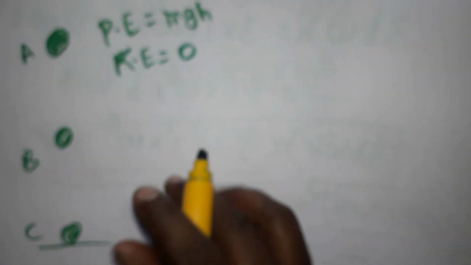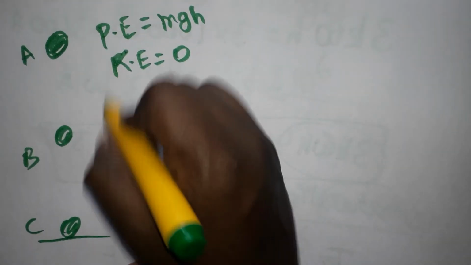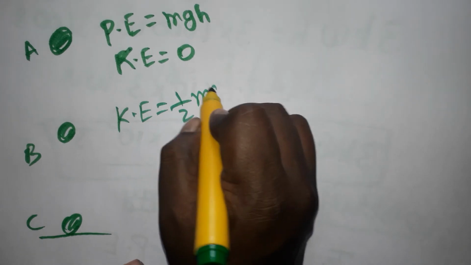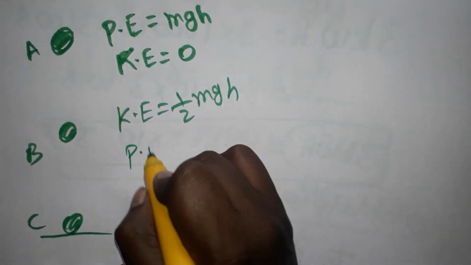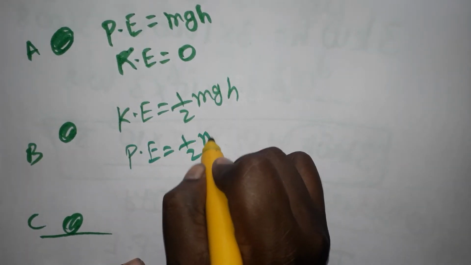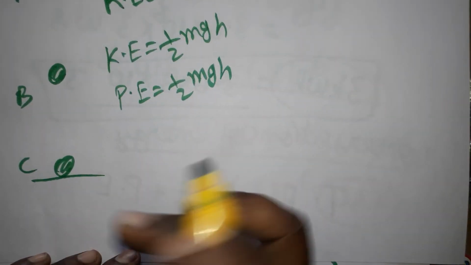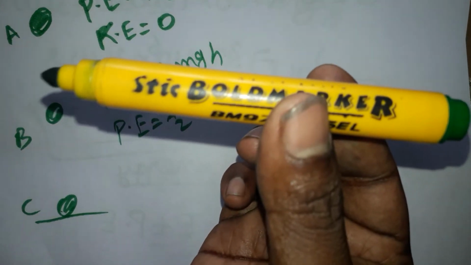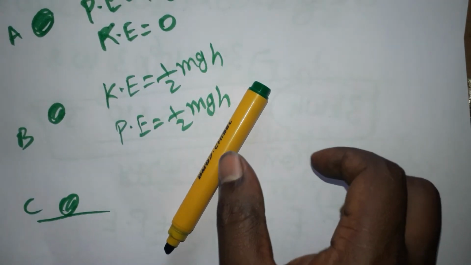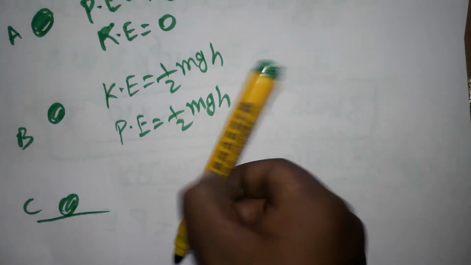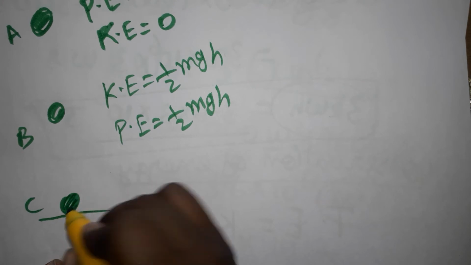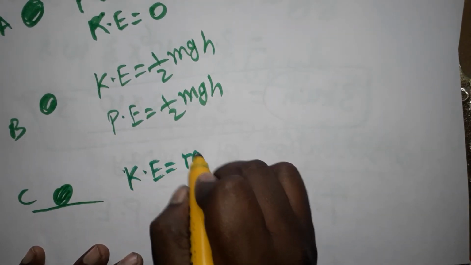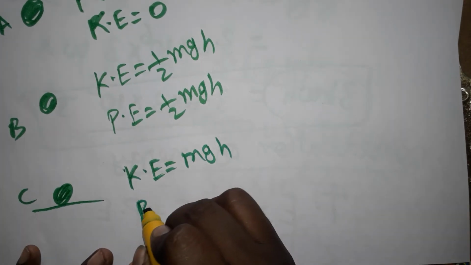At point B, both are present. Kinetic energy will be half mv square, and potential energy is half mgh. At point C, the ball has fully come down. When the object is at some height, there is maximum potential energy. When it comes to the ground, maximum kinetic energy will be there. There is no potential energy, no energy stored in the object. So kinetic energy is equal to mgh, and potential energy is equal to 0.